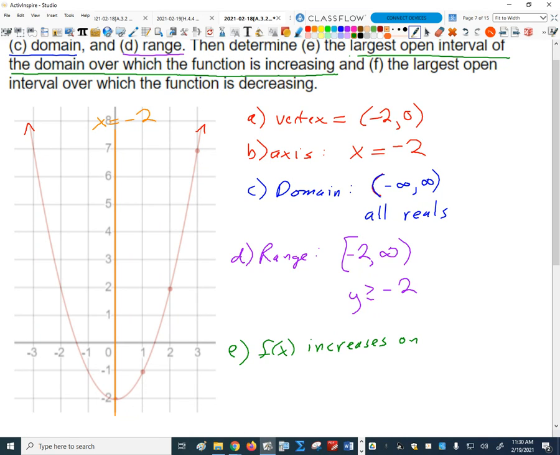Okay, so let's use interval notation here. What's the largest interval? All they mean there is what are all the x values where the ant is increasing? What does it mean to be increasing, right? The ant's walking uphill from left to right. So for what x values is the ant walking uphill from left to right?